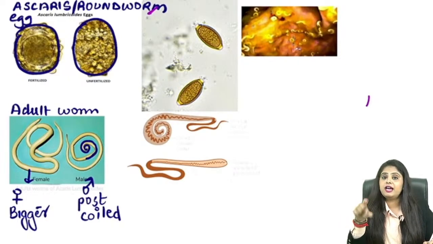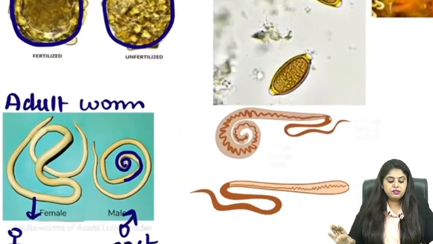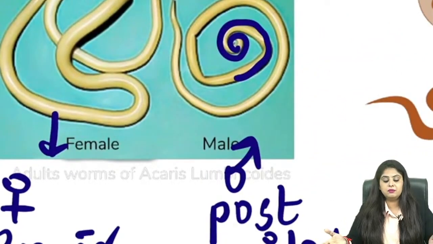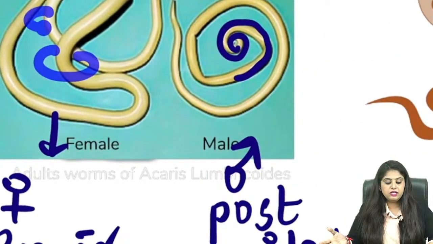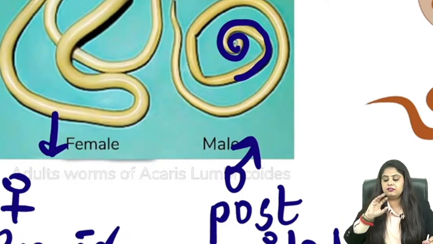Okay, which is that worm where the back side is getting a little different, it's coiled or it's bigger? That is the male worm. Okay, that is how you identify. So first you had to identify, why is this a round worm? It's a round worm because look at the body, the cross section of the body is totally round. It's not flat, it's a round worm.